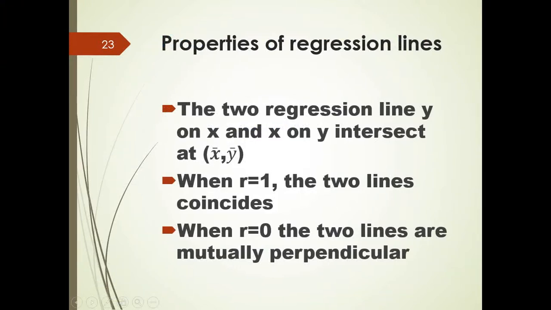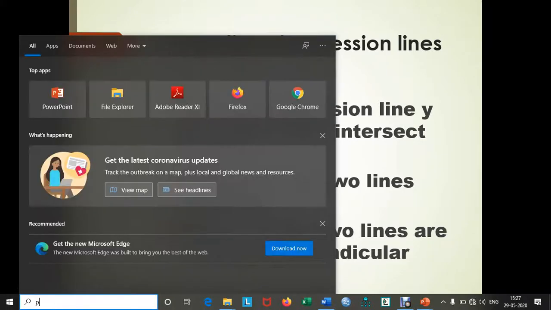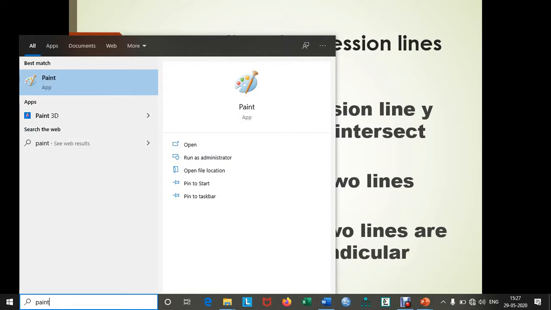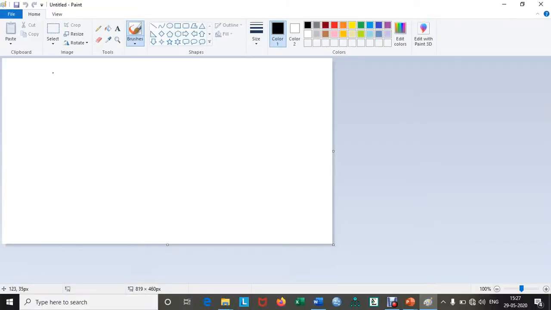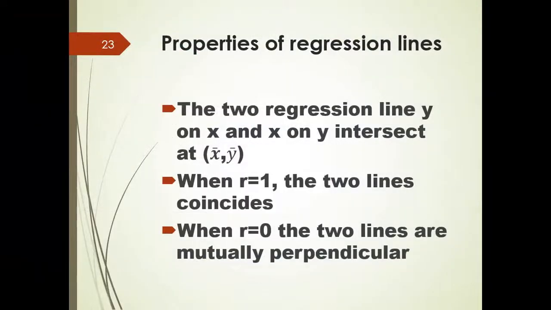The two regression lines have a common point. If you have it like this, these are the regression lines y on x and x on y, and this common point is called x bar, y bar.